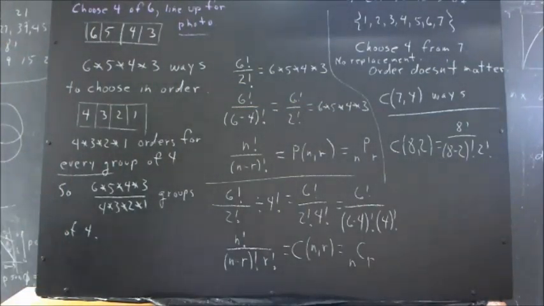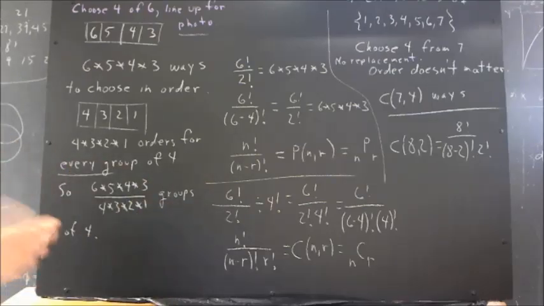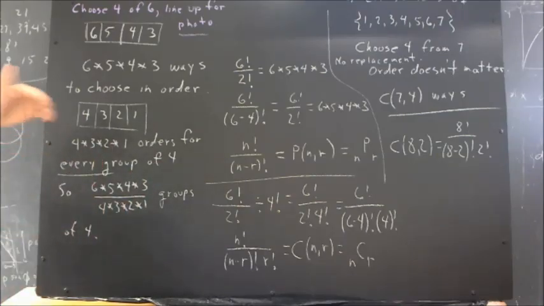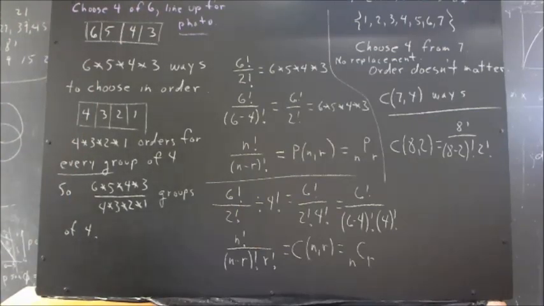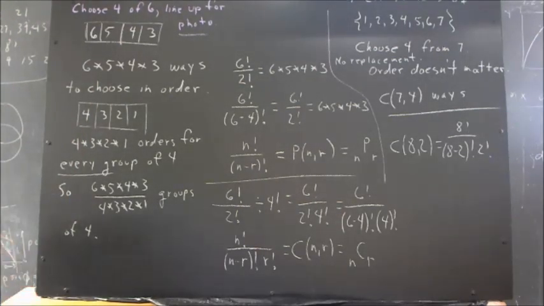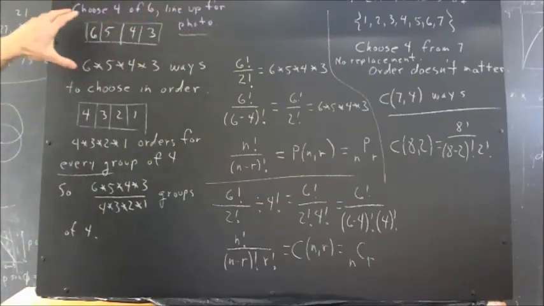Now we want to ask, what if we just wanted a group of 4 people? How many ways could we order a group of 4 people? How many groups of 4 people can we get out of our 6? In a group of people, we don't worry about order. If we want to order them for some reason, then we're back here.